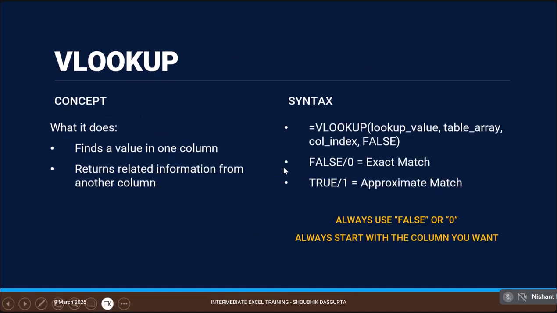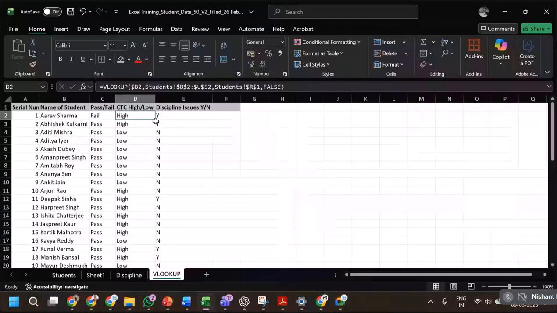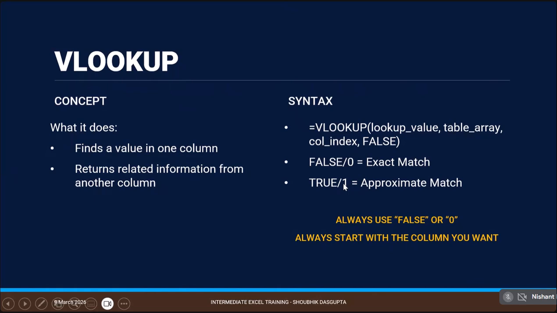So we have done VLOOKUP. What is the syntax? Always use false. When I use true, the approximate match, a guy named Arav Mishra may get picked up together with Arav Sharma. It can pick up Aditi Mishra and Aditya Iyer in the same sheet and show their numbers together. It will get confused. So never use true.